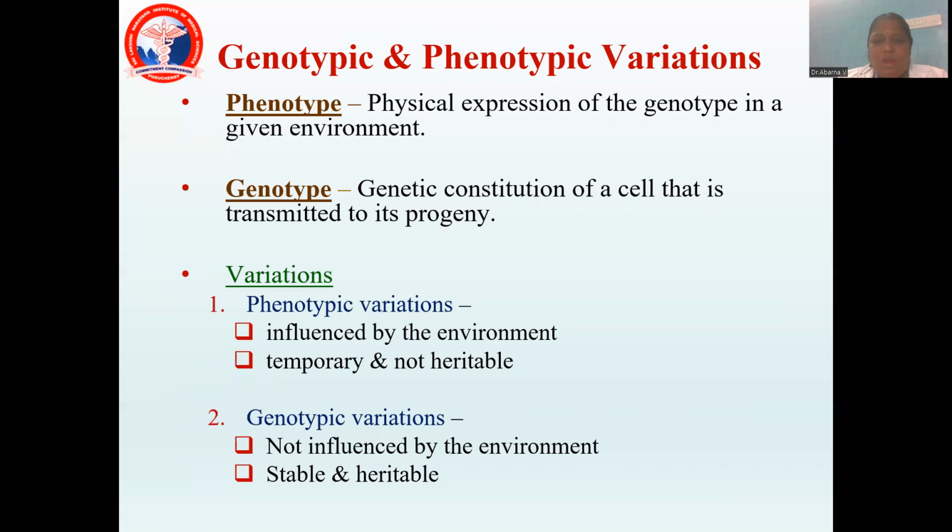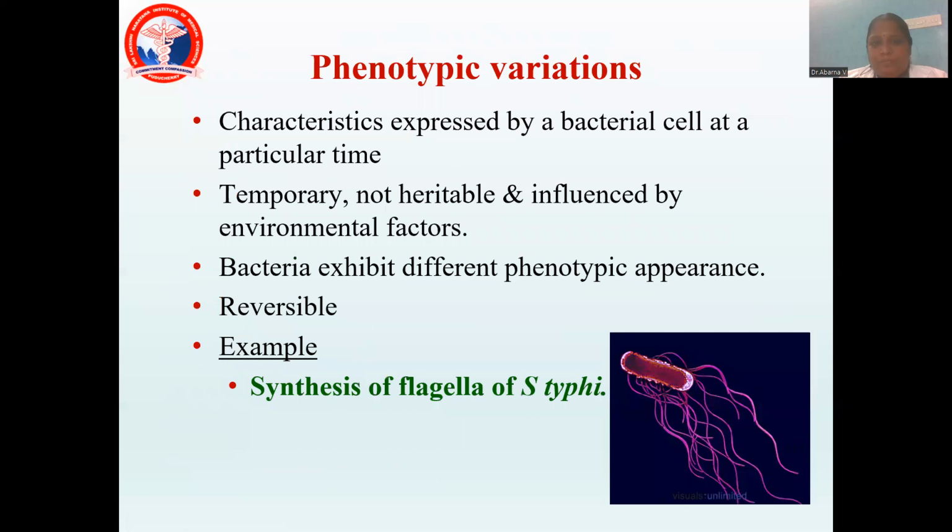The difference between these two is that phenotypic variations are generally influenced by the environment. They are generally temporary and not heritable. When compared to that, genotypic variations are not at all influenced by the environment. Generally, they are stable and heritable. So these are characteristics expressed by a bacterial cell at a particular time, temporary, not heritable, and influenced by environmental factors. So the bacteria exhibit different phenotypic appearances, and they are generally reversible. When you change the environment, the phenotypic variation also changes.